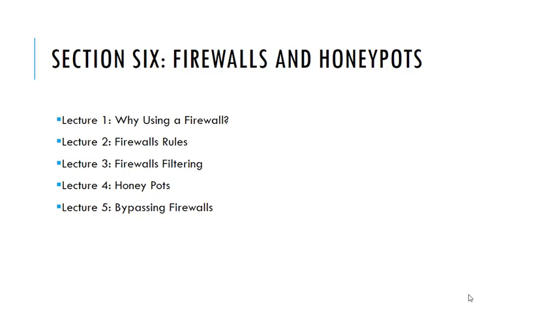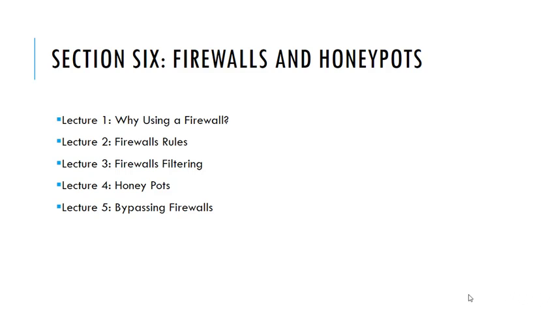Section 6 is about firewalls and honeypots. Why do we use a firewall? This question is answered in Lecture 1. Lecture 2 shows how we use firewall rules. Lecture 3 manipulates the filtering and the action of the firewall for packets.